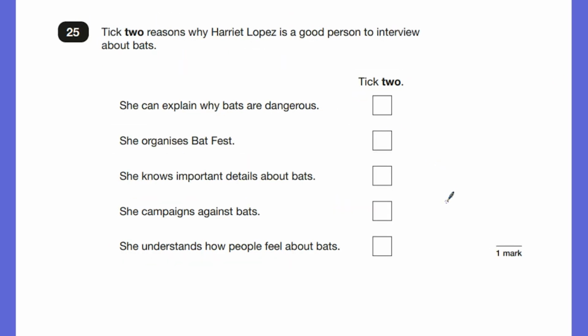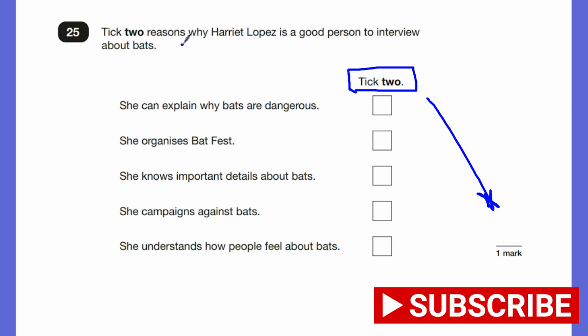Question 25. Tick 2 reasons why Harriet Lopez is a good person to interview about bats. Now for this one, unlike the last one, we have to tick 2 to get the 1 mark. So just be careful about that. Even though it says 1 mark, you still have to tick 2. So why, another inference, is she a good person to interview about bats?